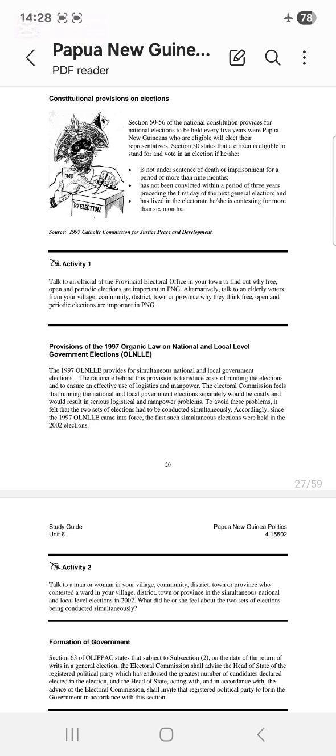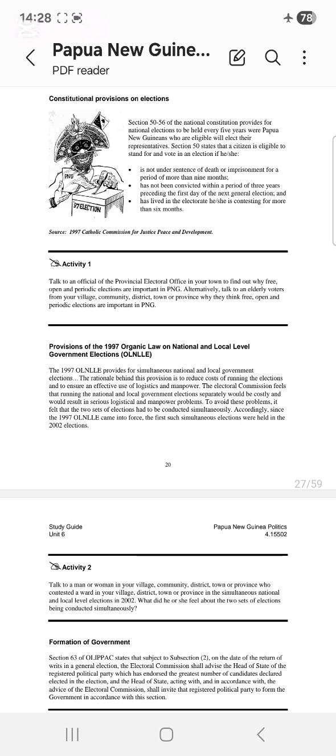Now, Section 50 states that a citizen is eligible to stand for and vote in an election if he or she is not under sentence of death or imprisonment for a period of more than 9 months, has not been convicted within a period of 3 years preceding the first day of the next general election, has lived in the electorate he or she is contesting for more than 6 months. You see these 3 dots here.